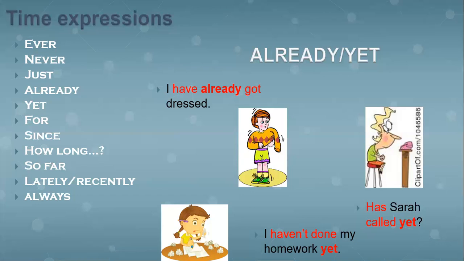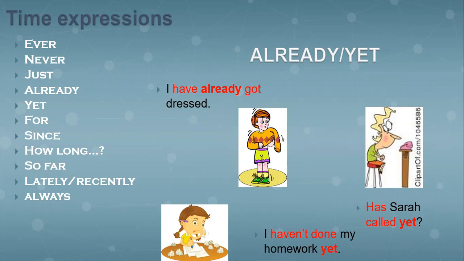So we ask with yet and we answer. If it's negative, we use yet also. But if it's positive, we say already or just. Just means a moment ago. Already means a while ago. Yet means has it been done or not yet? Are we still waiting for it to happen? So yet means still, still.